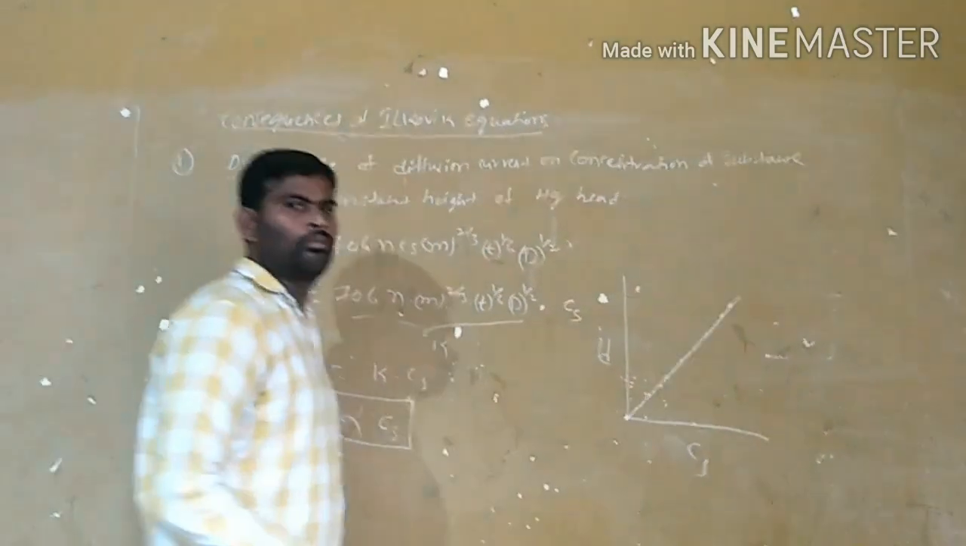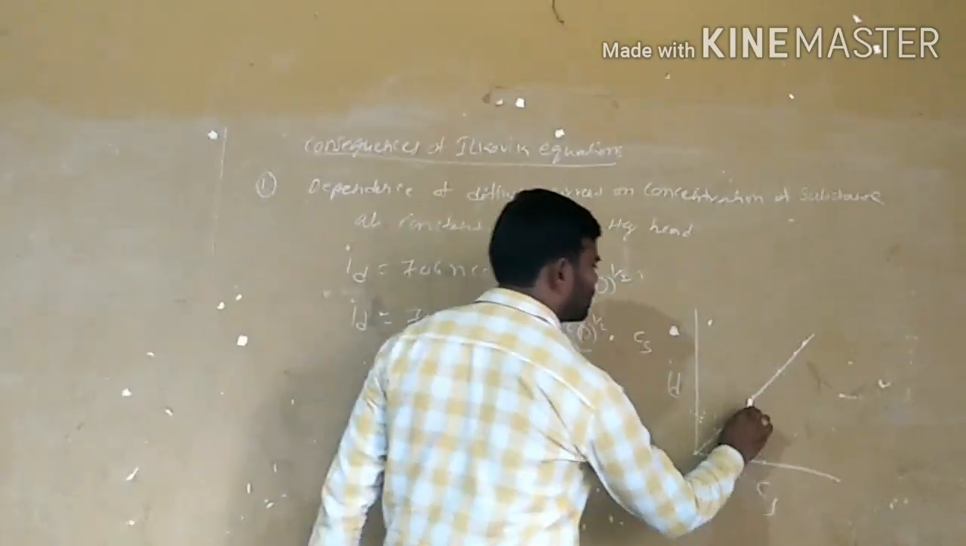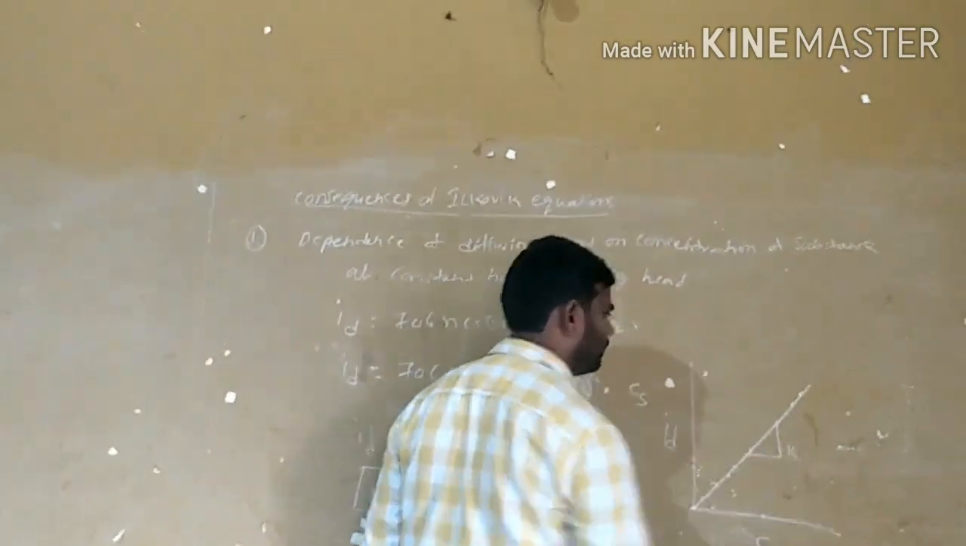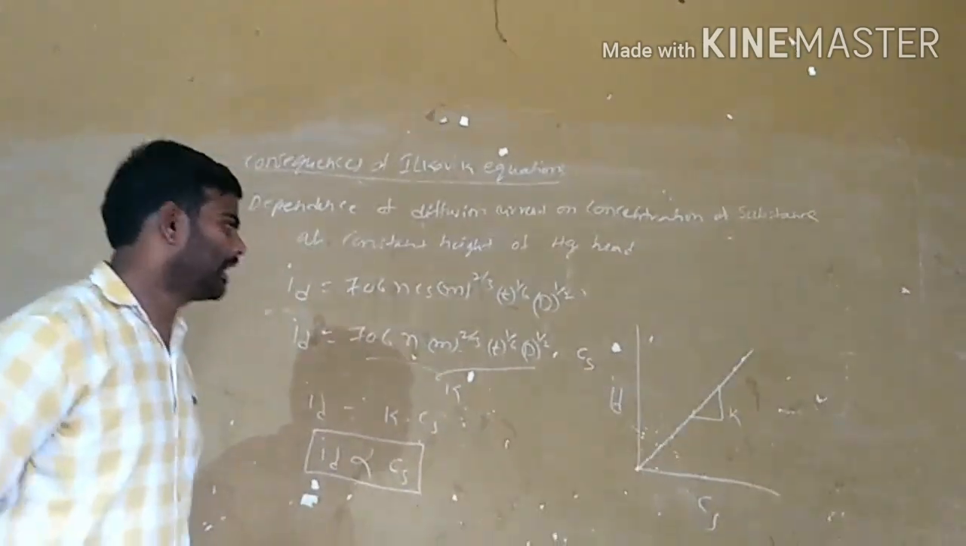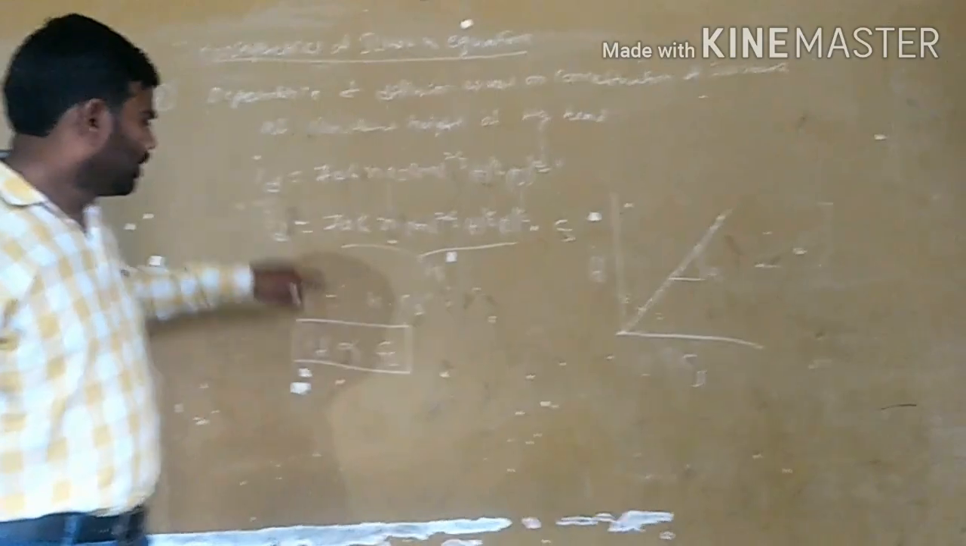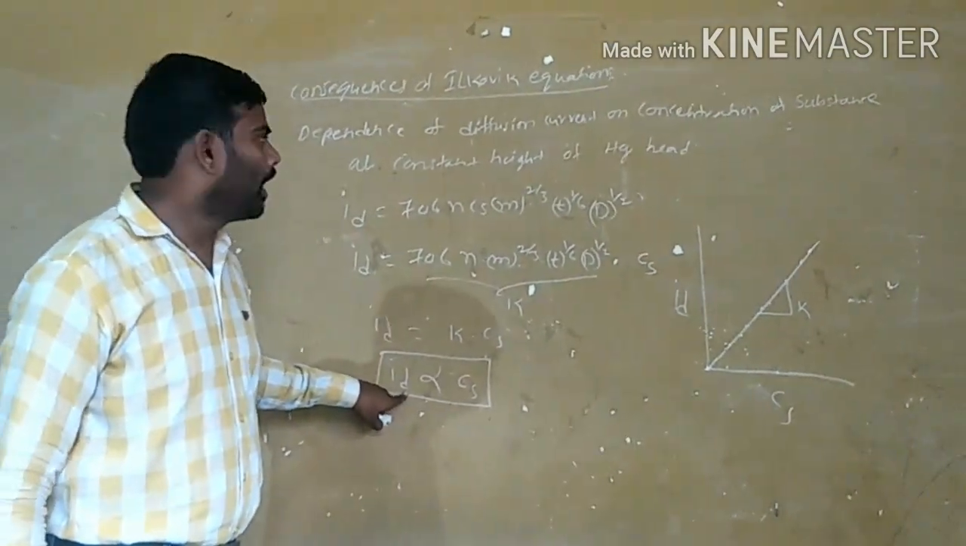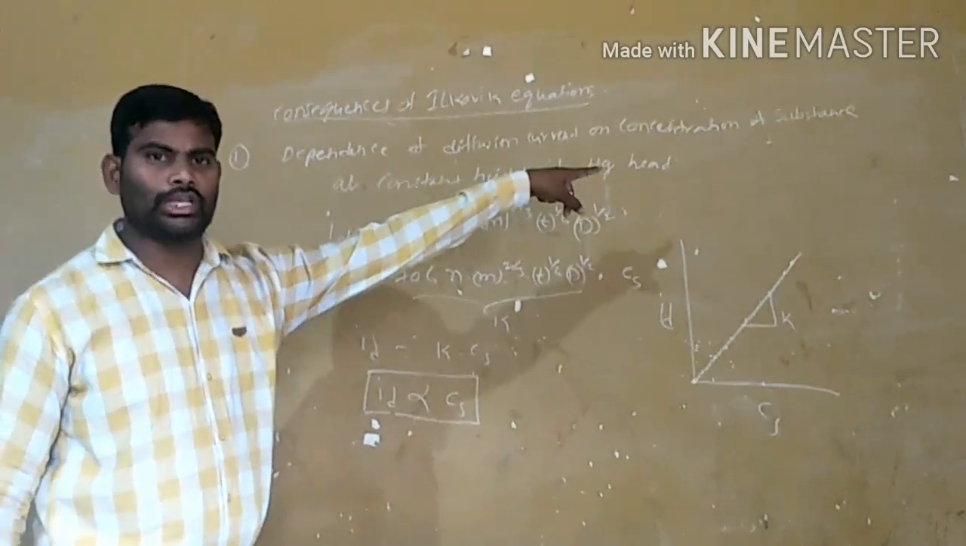A line passing through the origin, we are getting this slope as K. Slope of this is K. And at a constant height of mercury head, diffusion current is directly proportional to the concentration of the electroactive species.